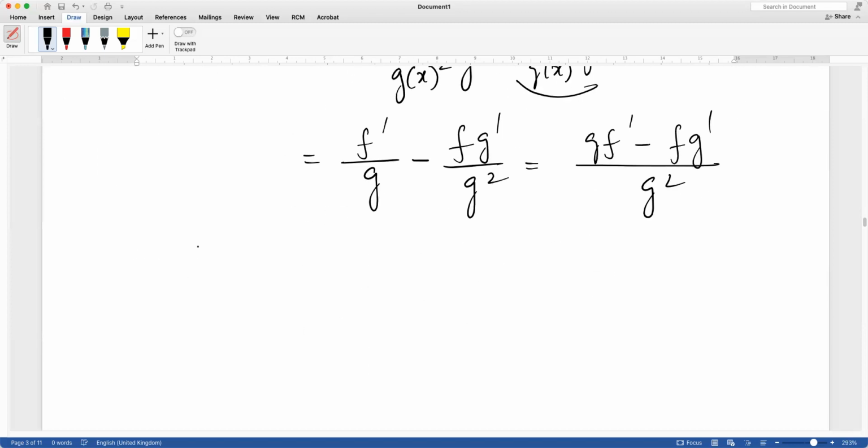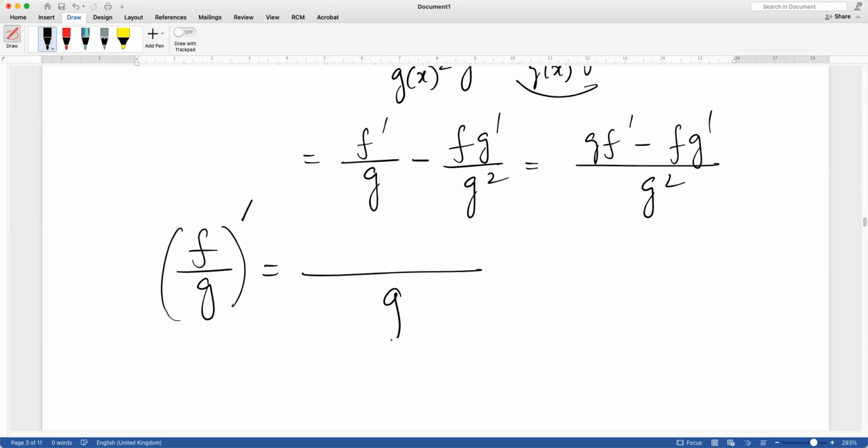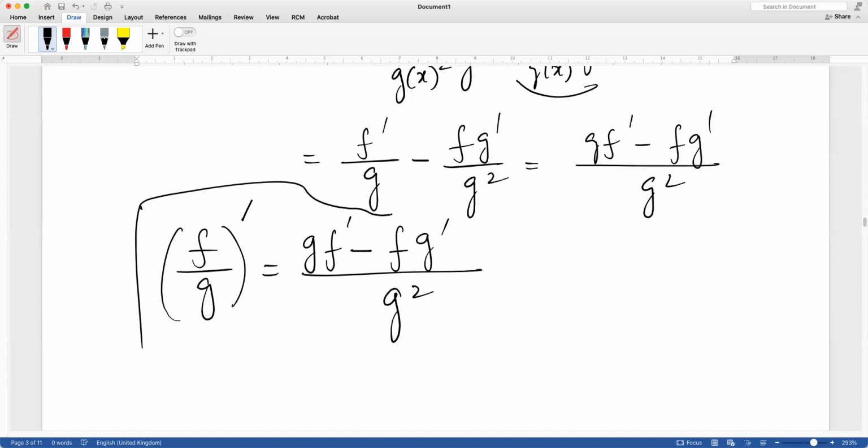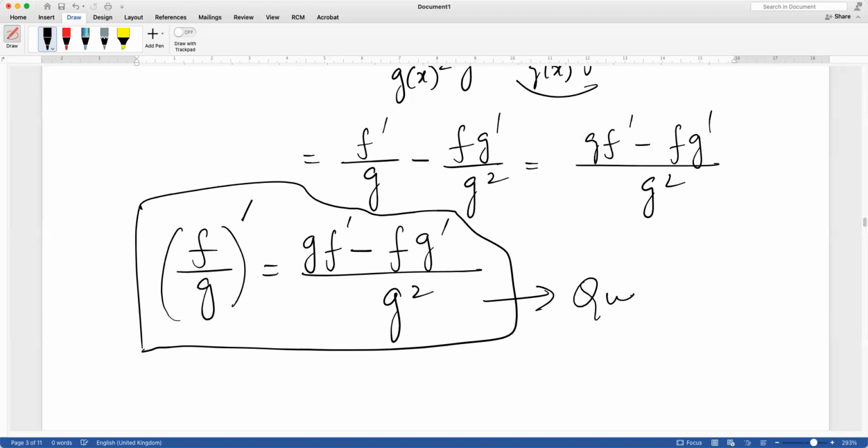If you have something like f over g, both dependent on the independent variable, when you differentiate once, you make the denominator squared, and then the numerator is the denominator multiplied by the differentiation of the numerator, minus the numerator multiplied by the differentiation of the denominator function. This is called the quotient rule, but it is actually the product rule for functions that are getting divided.